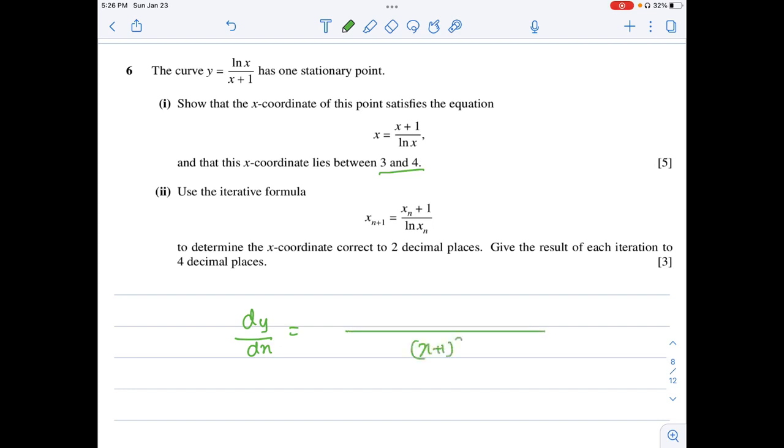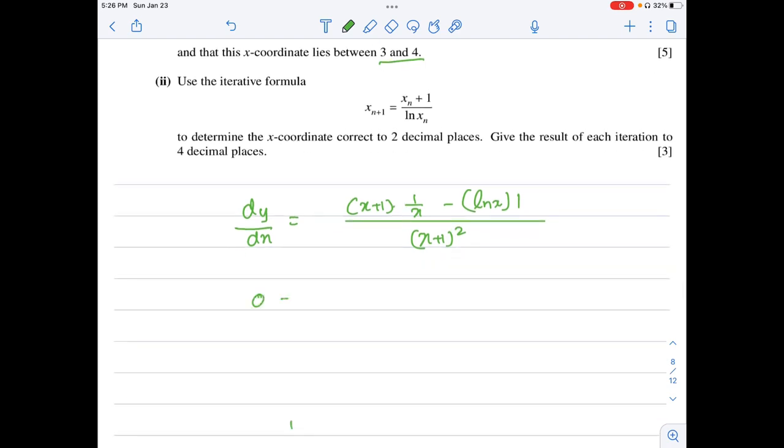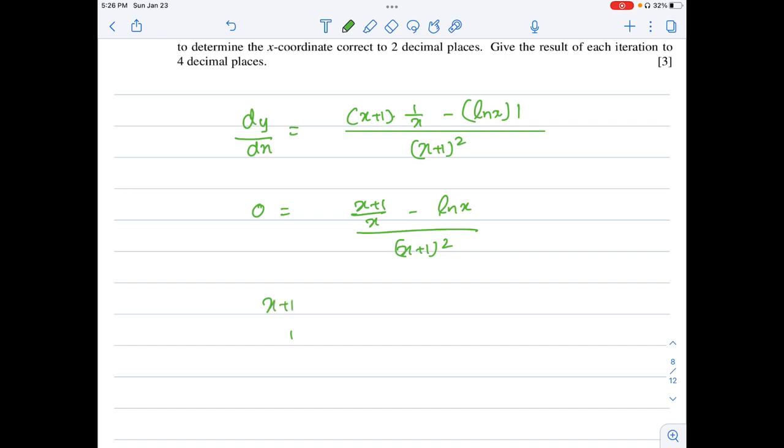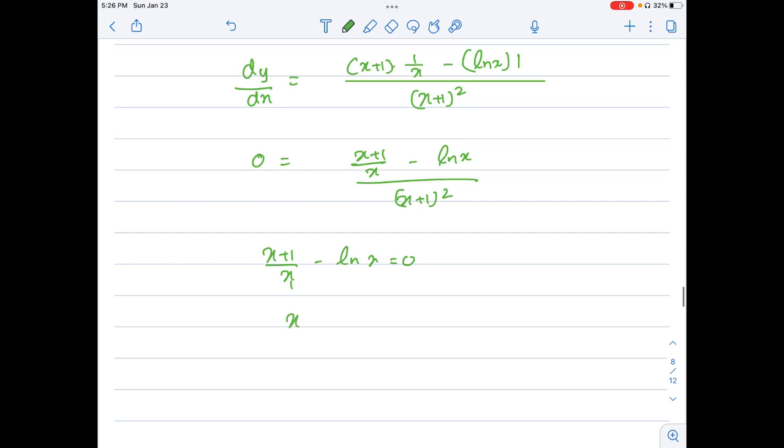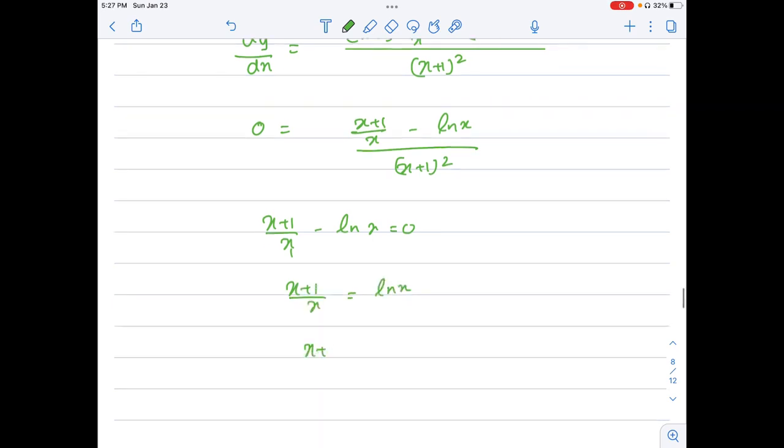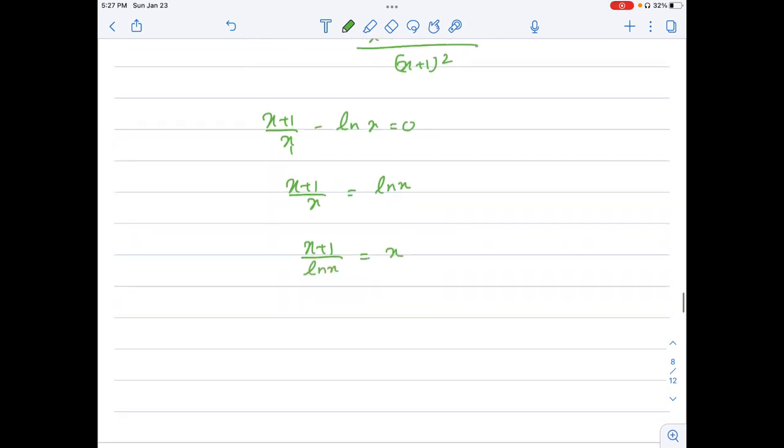x plus 1 whole square. x plus 1 ln x derivative is 1 upon x, minus ln x derivative is 1. So this should be equal to 0. So x plus 1 upon x minus ln x upon x plus 1 whole square. So do the cross multiplication: x plus 1 upon x minus ln x is equal to 0. So x plus 1 upon x is equal to ln x. So x plus 1 upon ln x is equal to x. I think that only has been asked us to prove.